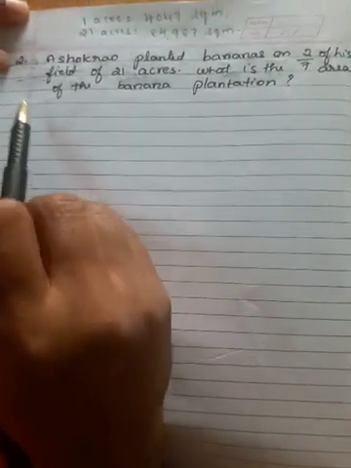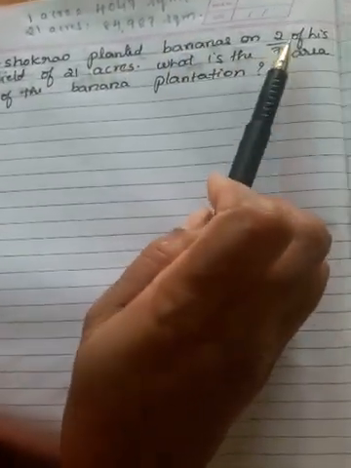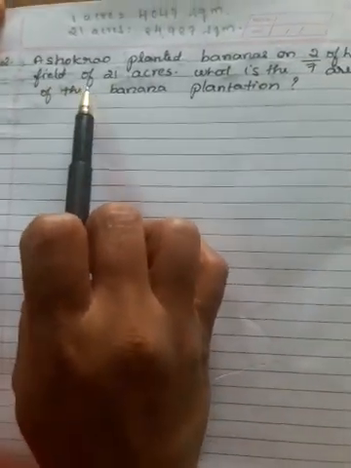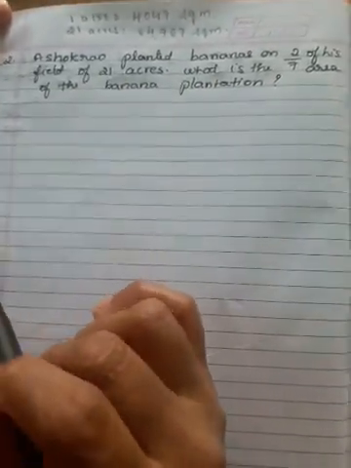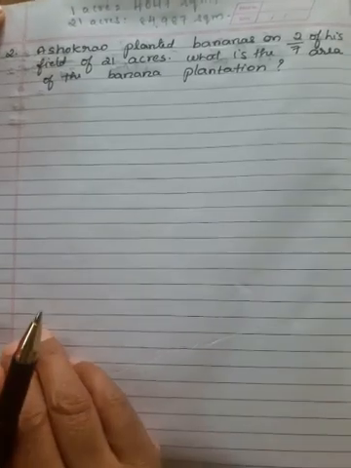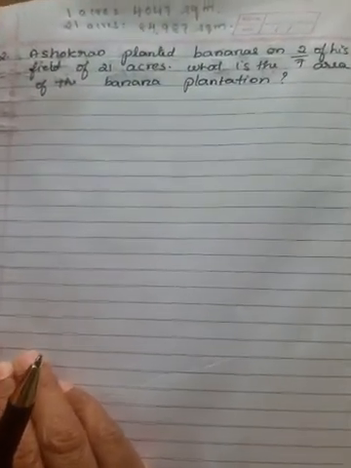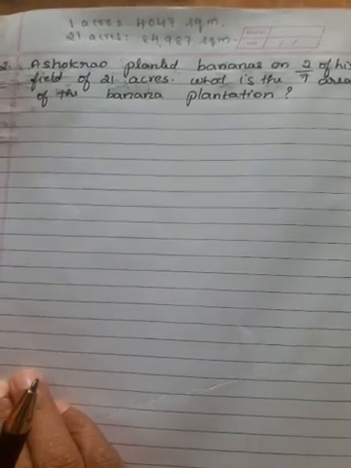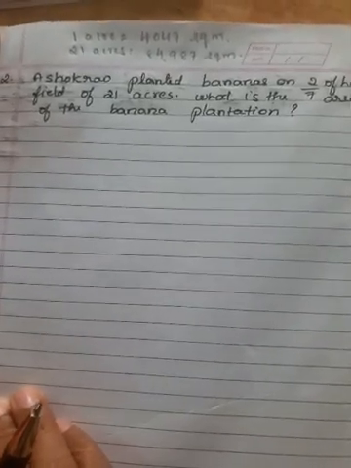Let's go to the second question now. Here a word problem is given. Question number 2. Ashok Rao planted bananas on 2 upon 7 of his field of 21 acres. What is the area of the banana plantation? So students, here what is given? Ashok Rao planted bananas on 2 upon 7 of his field of 21 acres. 21 acres means what? It is the area of the field.